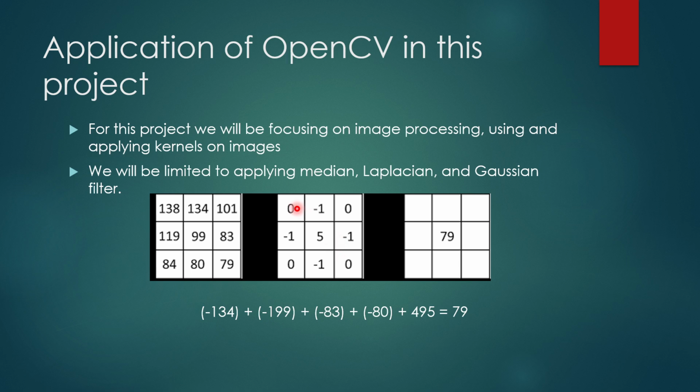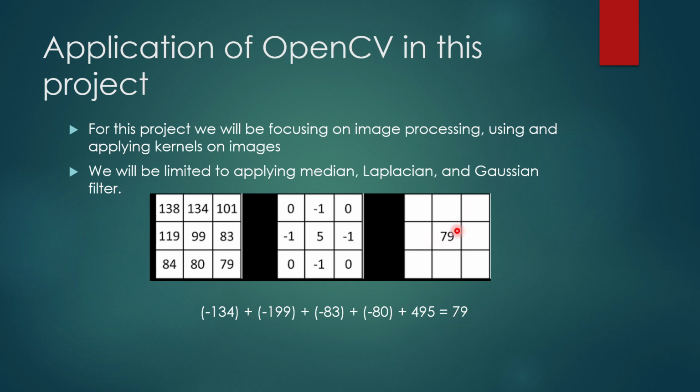So here we have 0. We have -1. So -1 times 134 equals -134. And we do this for each one. So as we see, 119 times -1 is -119. -1 here times 83 is -83. -1 times 80 is -80. And then 5 times 99 is 495. Now, once we have all these numbers multiplied, we would then add them all up together. And then that would become 79.